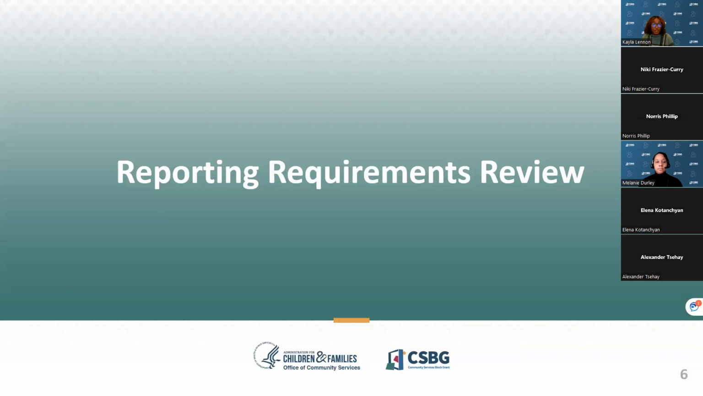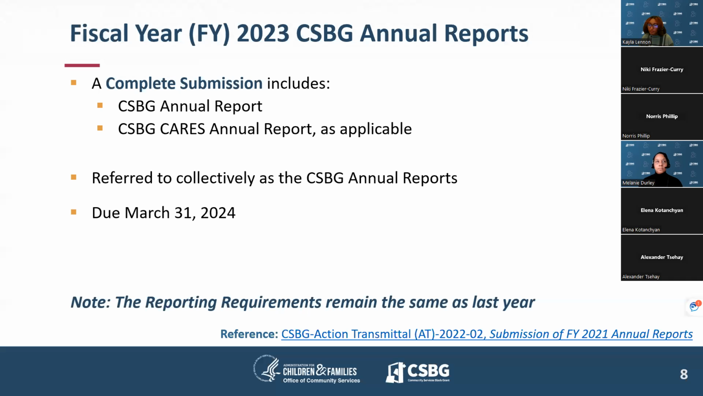The fiscal year 2023 CSBG annual report is due on March 31st, 2024. To ensure a complete submission, states are expected to submit CSBG regular annual report and CARES annual report together. Grant recipients should already be familiar with the integrated strategy OCS is using to collect the information for the annual report. However, we do understand that there are some new administrators and this may be the first time, so we do suggest that you refer to our CSBG Action Transmittal 2024-01, the submission of the fiscal year 2023 CSBG annual reports, and that link is going to be dropped in the chat. And don't hesitate to reach out to your evaluation and program specialists if you have any questions and need help. And we will provide the contact information at the end of this webinar.